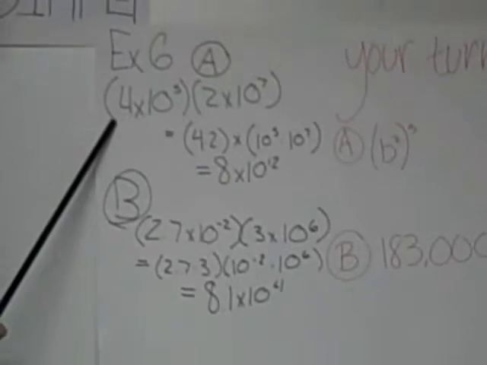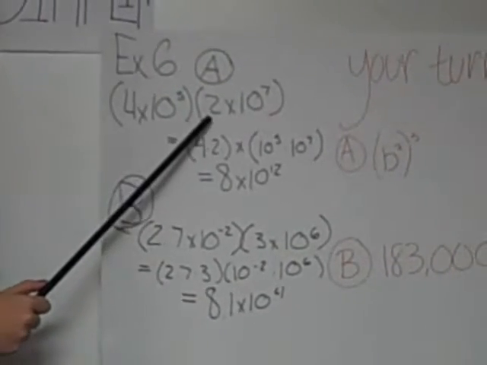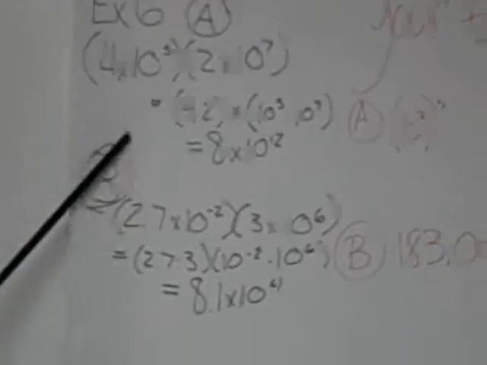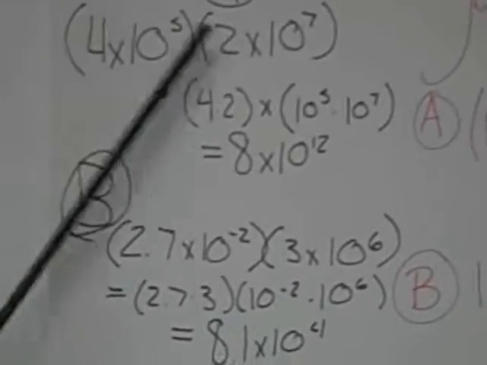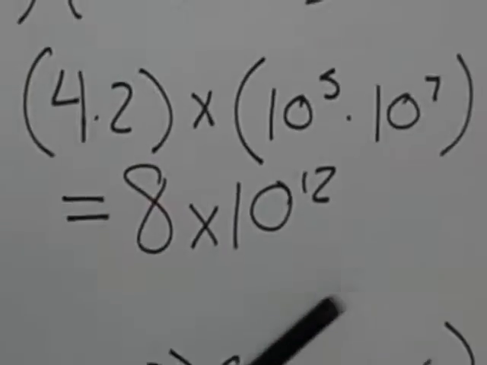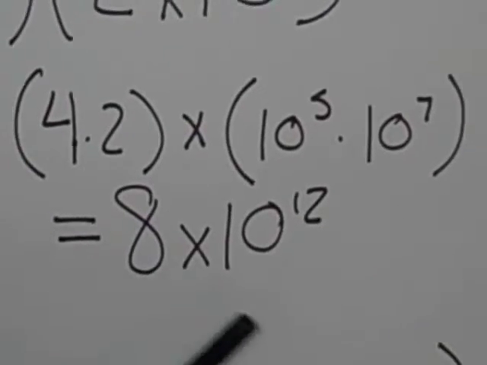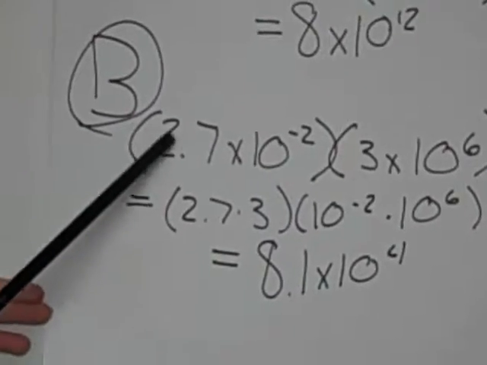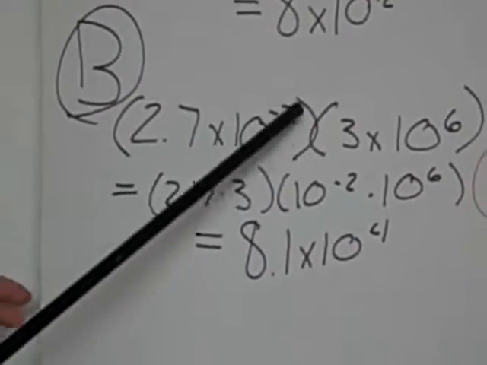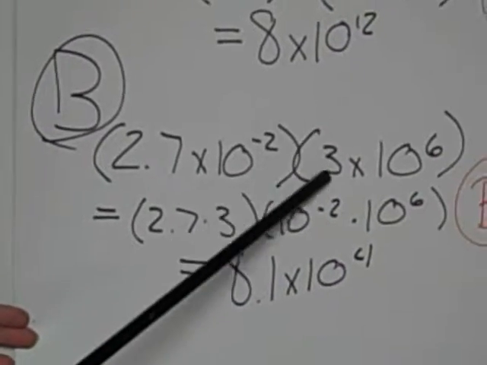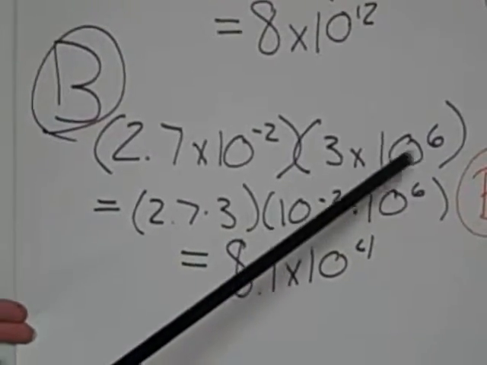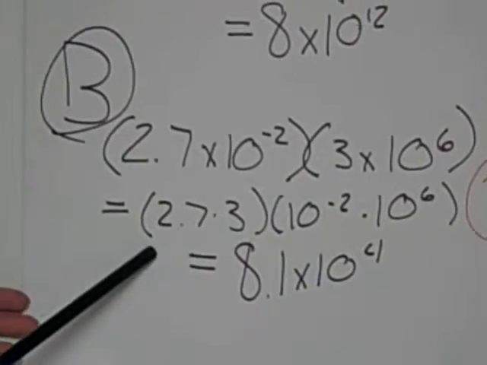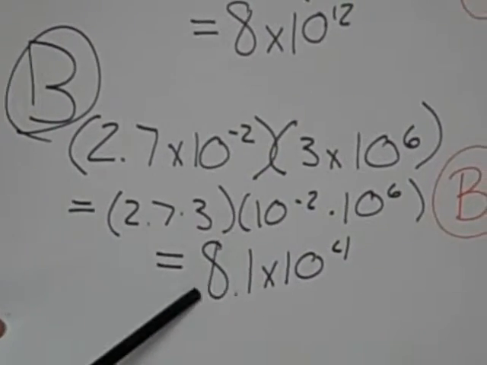6. We start off with 4 times 10 to the 5th times 2 times 10 to the 7th. What you're going to do is put the like terms together, so you have 4 times 2 times 10 to the 5th times 10 to the 7th, which is going to come out to 8 times 10 to the 12th. Part B. We have 2.7 times 10 to the negative 2 times 3 times 10 to the 6th. Again, put the like terms together, so you come out with 8.1 times 10 to the 4th.